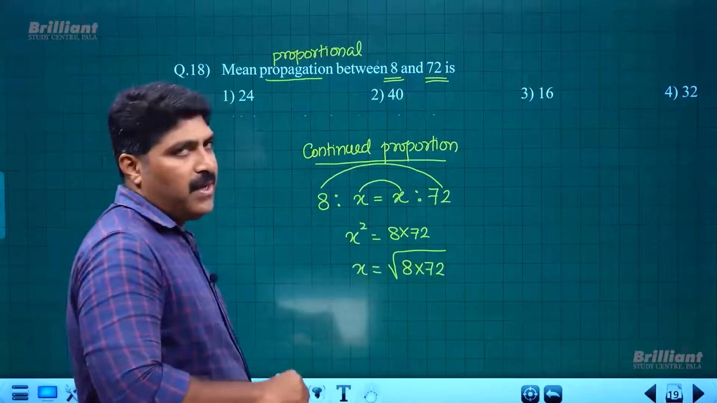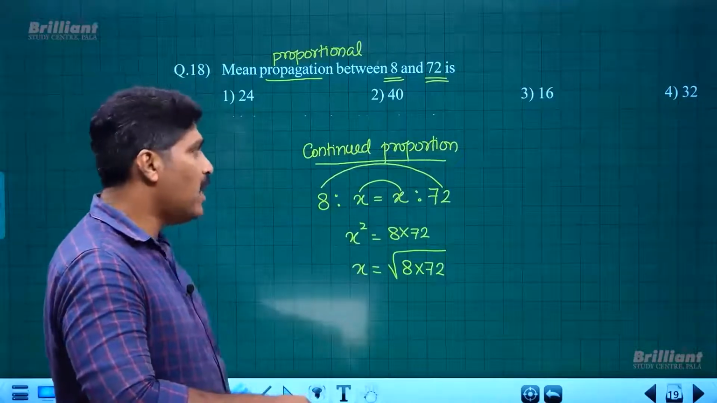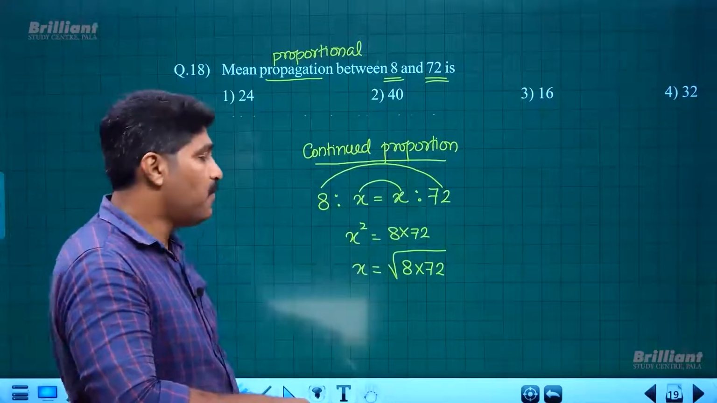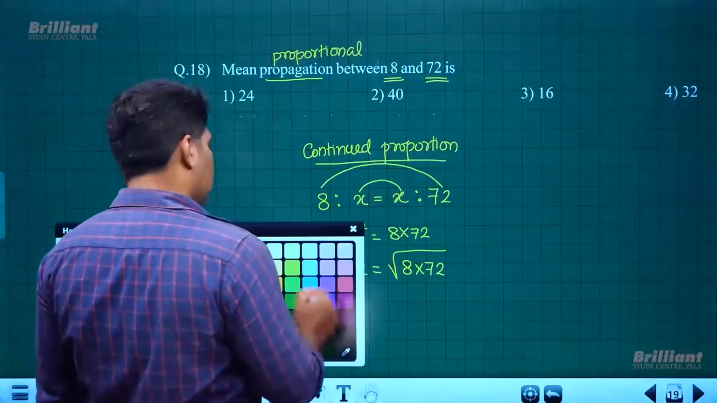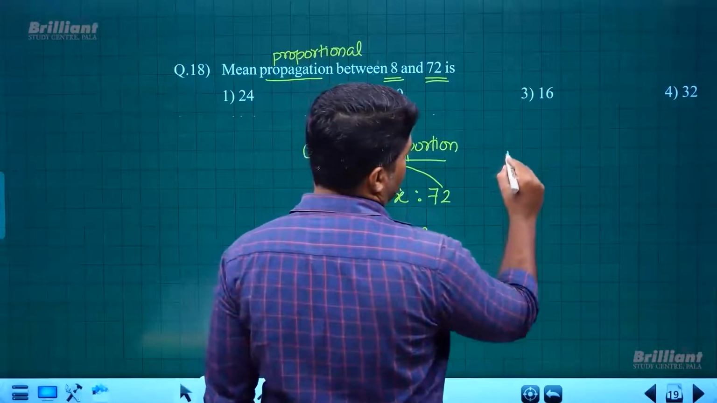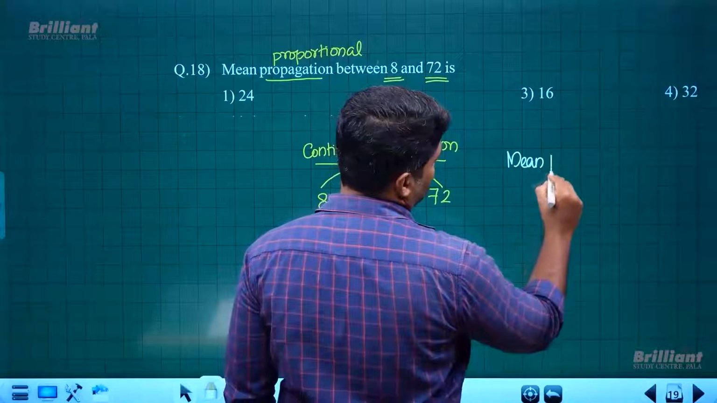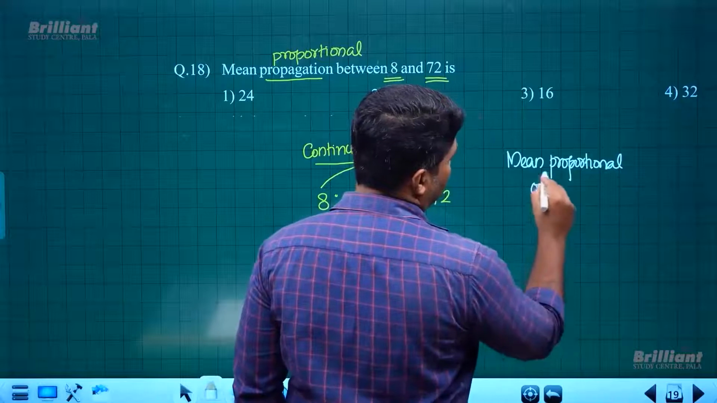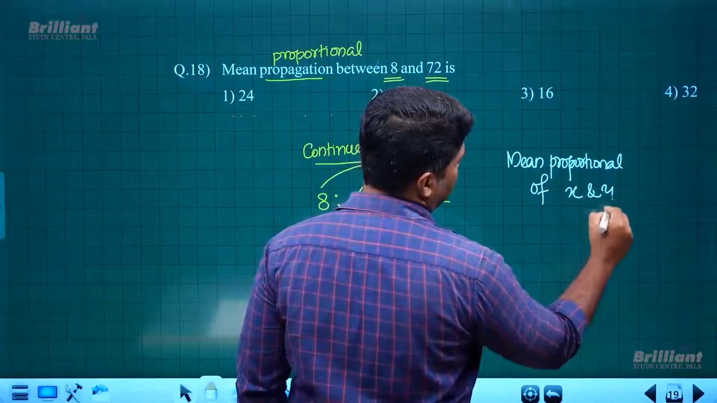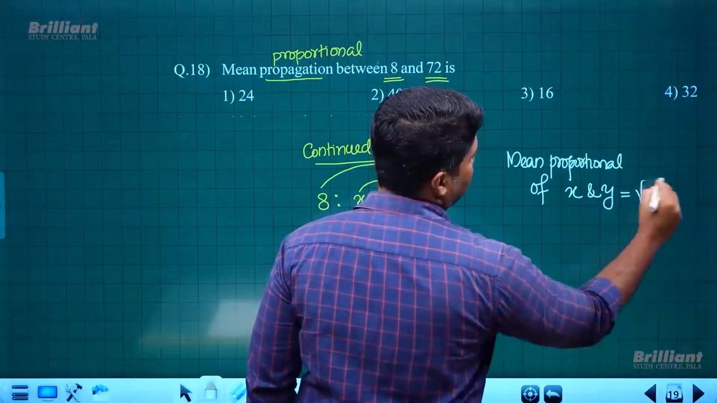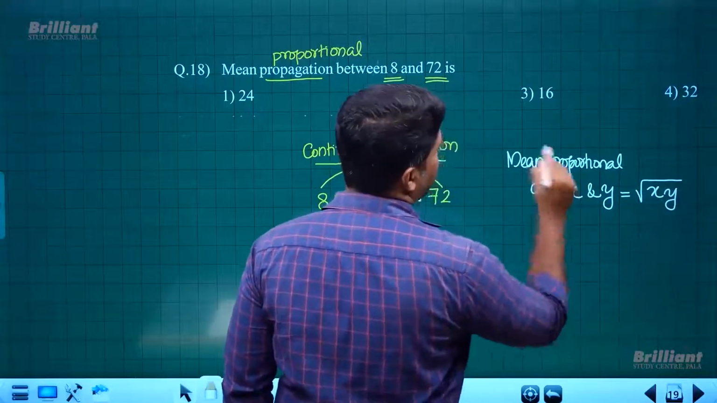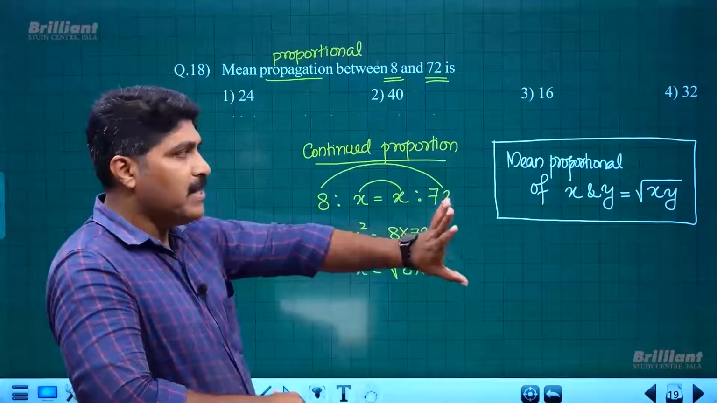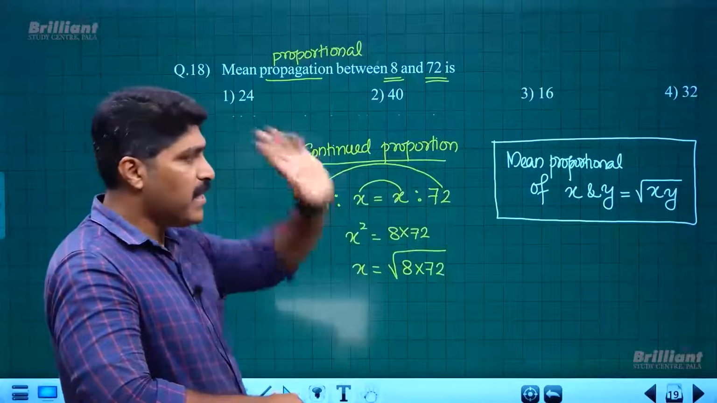Or simply, if we need to find out the mean proportional between any two quantities like this, you just simply find out the root of the product of those two values. Or in general, the mean proportional of x and y, any two quantities, is equal to root of x into y. So it's a direct approach. If you need to find out the mean proportional between any two quantities, you just take the product of those two values and its square root.